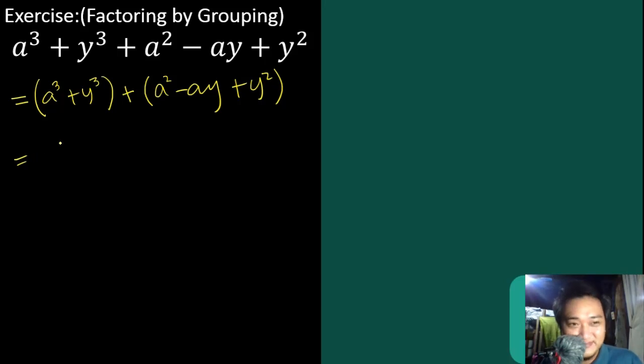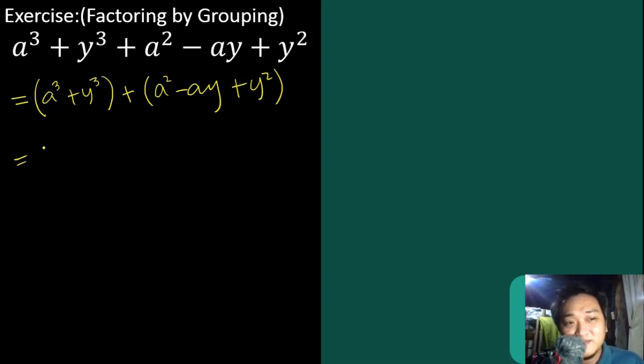Now, since we were able to group it, let us now try to factor or to figure out some factors. So, sa tingin nyo, may factor itong si A cubed plus Y cubed? Meron. That is by means of the sum of two cubes.